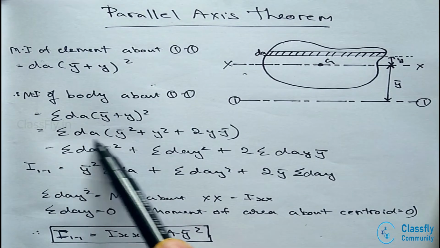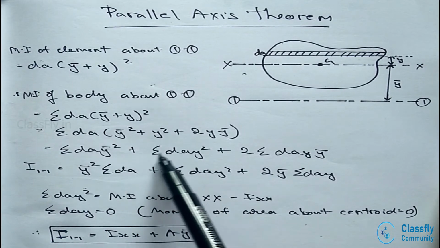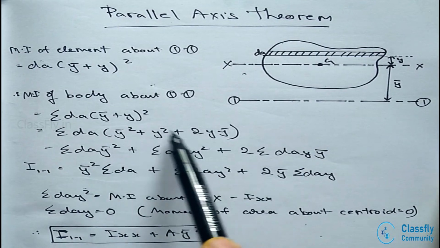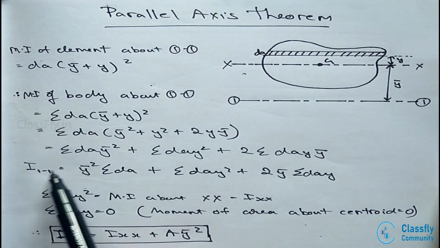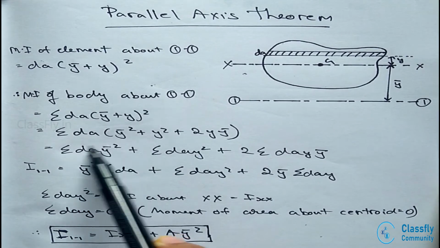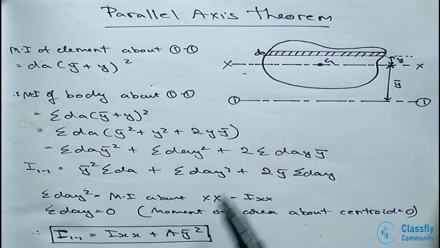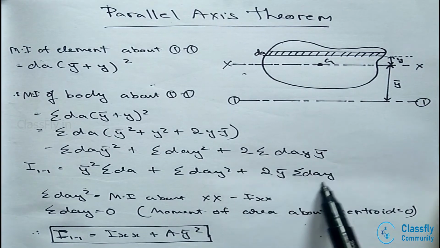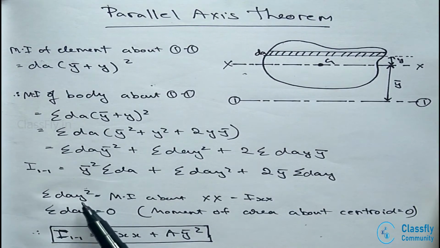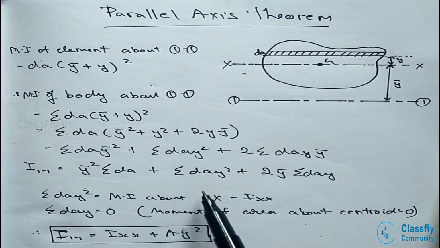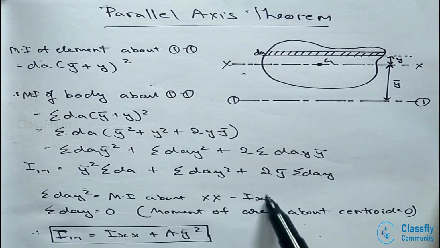Hence, now expanding the terms, we have summation dA y bar square plus summation dA y square plus 2 y bar into summation dA y. Now, I11 can be written as y bar square into summation dA plus summation dA y square plus 2 y bar into summation dA y. Now, we know that summation dA y square is nothing but the moment of inertia about the xx axis. Hence, it can be written as Ixx.